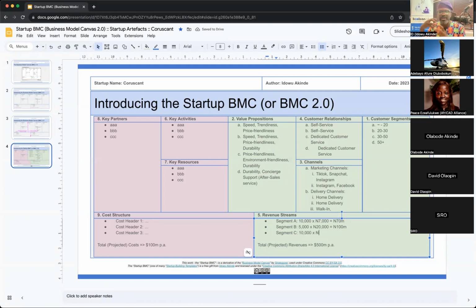What could be an average sale price for that segment? 50K. Awesome. They'll be buying solar panels and stuff. Beautiful. Thank you for that. 10 by 50, that's 500. So that's 500 million.